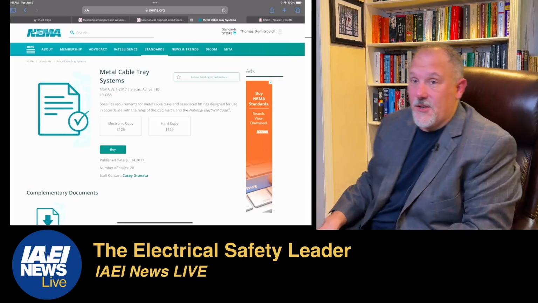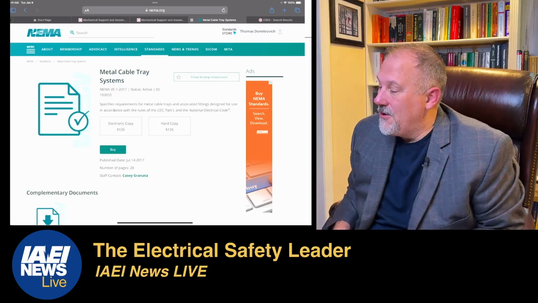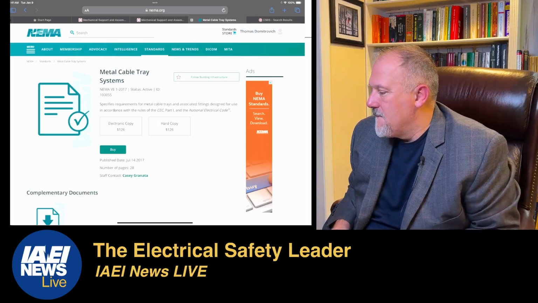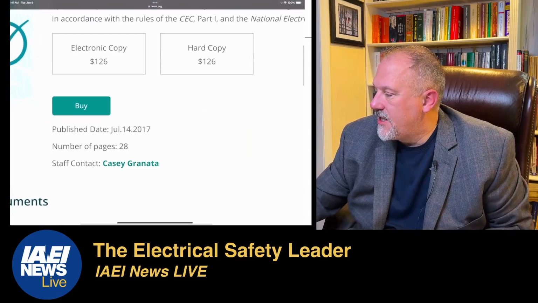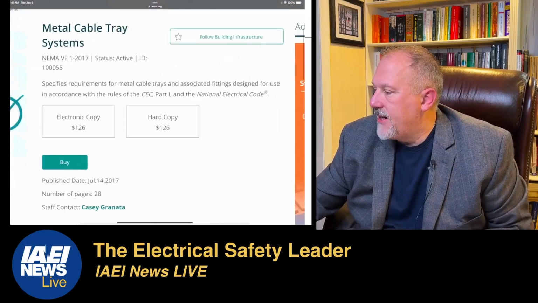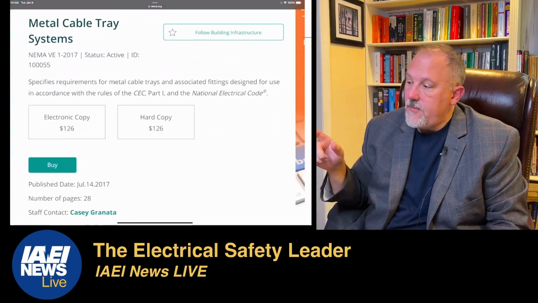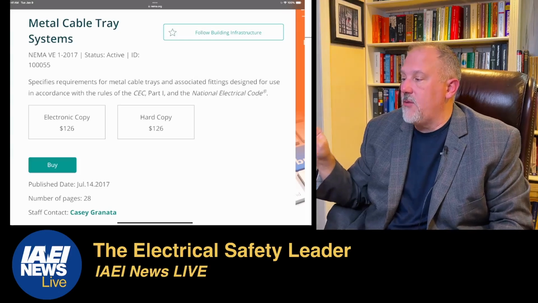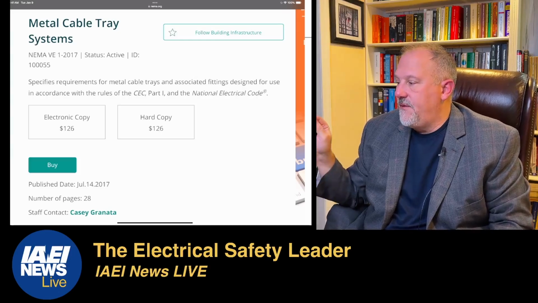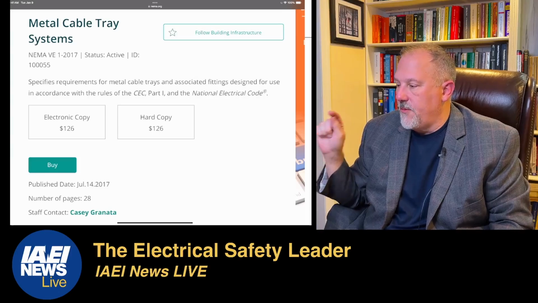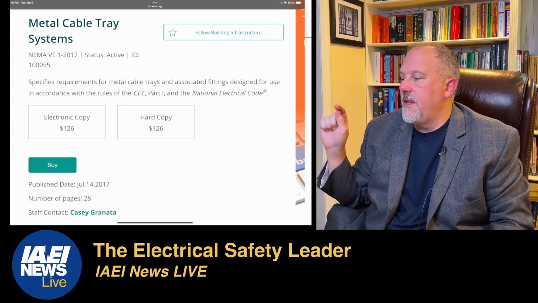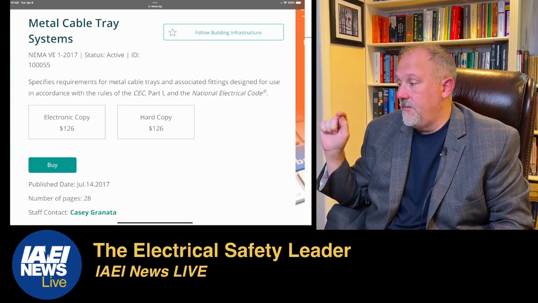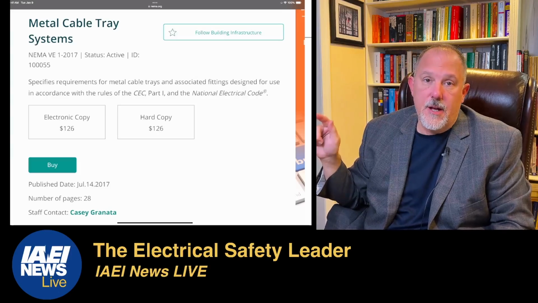And this could be yours for $126. The published date is July 14th. It specifies requirements for metal cable trays and associated fittings designed for use in accordance with the rules of the Canadian Electrical Code, Part 1, and the National Electrical Code.